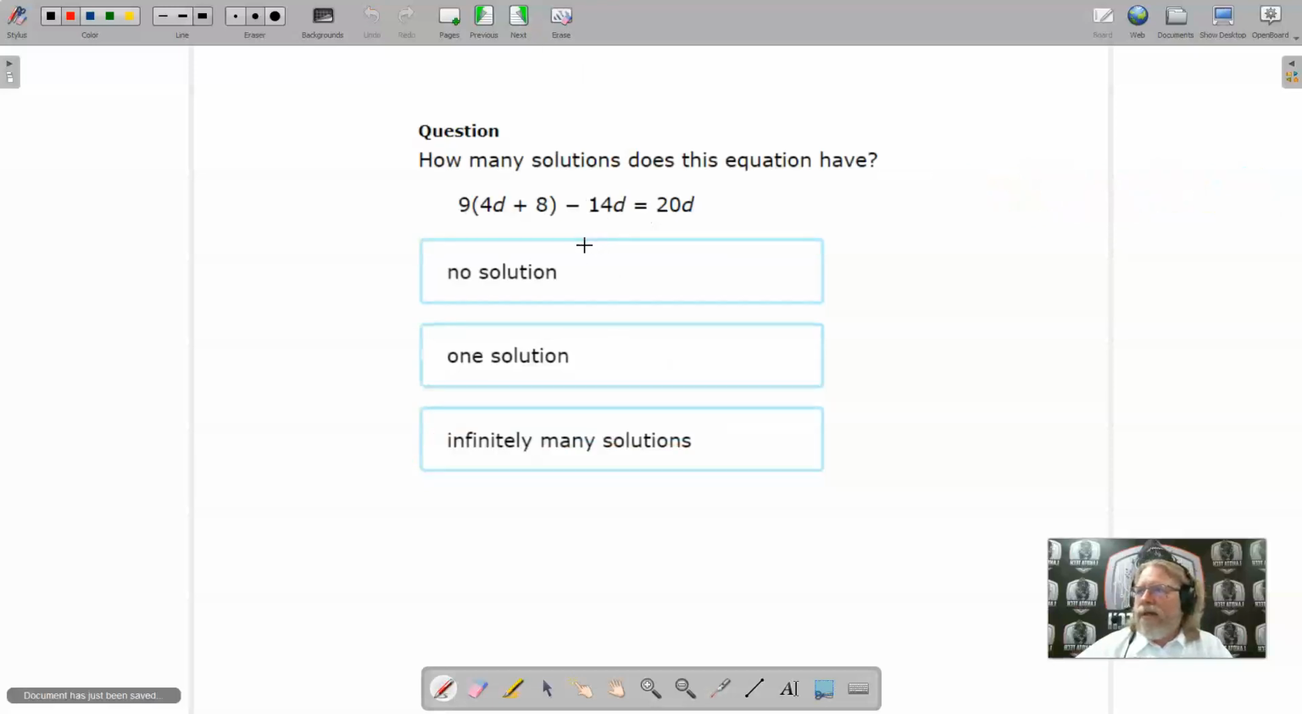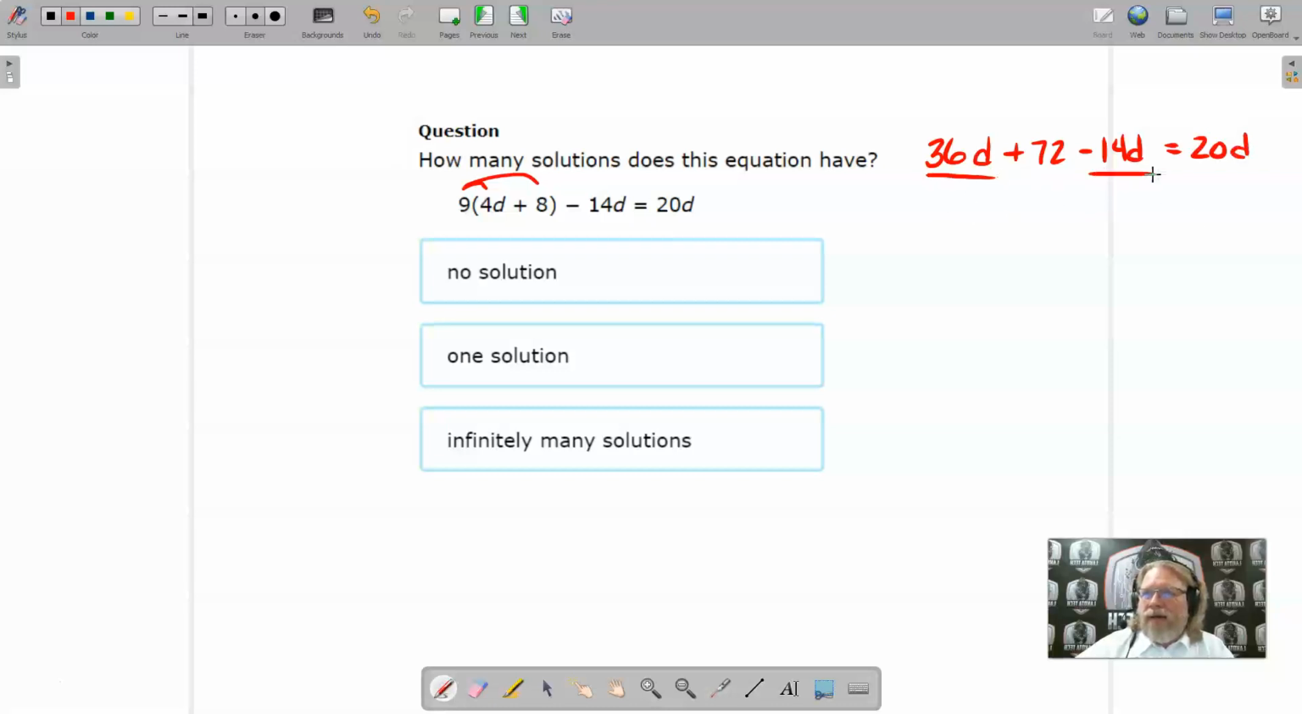On the next one here, looks like we've got some distributive property we have to do. And so let's go ahead and do that so we can see it a little more clearly. So let's distribute the 9 times 4. All right, and what is that, 36? 36 what? 36d. And then the 9 times 8 is indeed 72, correct? So plus 72. And we're going to subtract 14d and set that all equal to 20d. So don't forget the d. There we go.